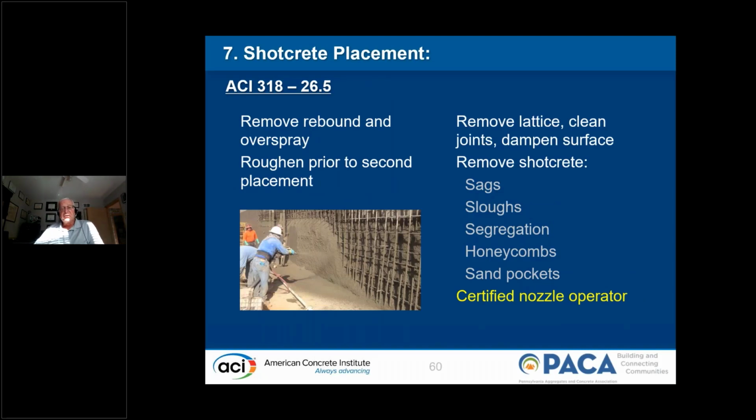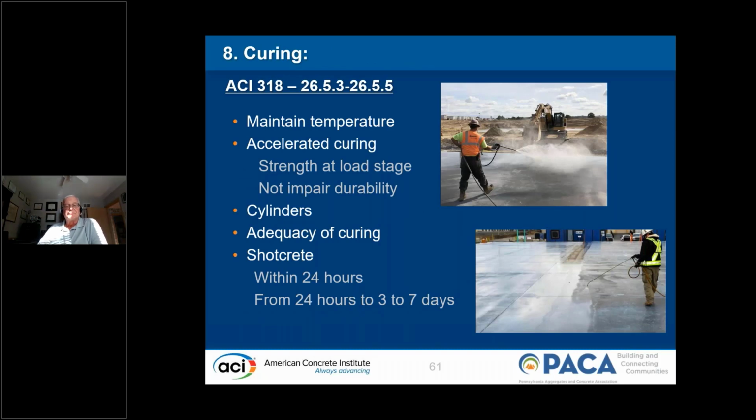Then there's additional requirements for shotcrete. These are covered in section 16.5 of ACI 318, and that requires a certified nozzle operator because there's unique things about shotcrete placement that don't apply to conventional concrete placement. For shotcrete, if there's any sags, sloughs, segregation, honeycombing, or sand pockets, the shotcrete needs to be removed and redone.